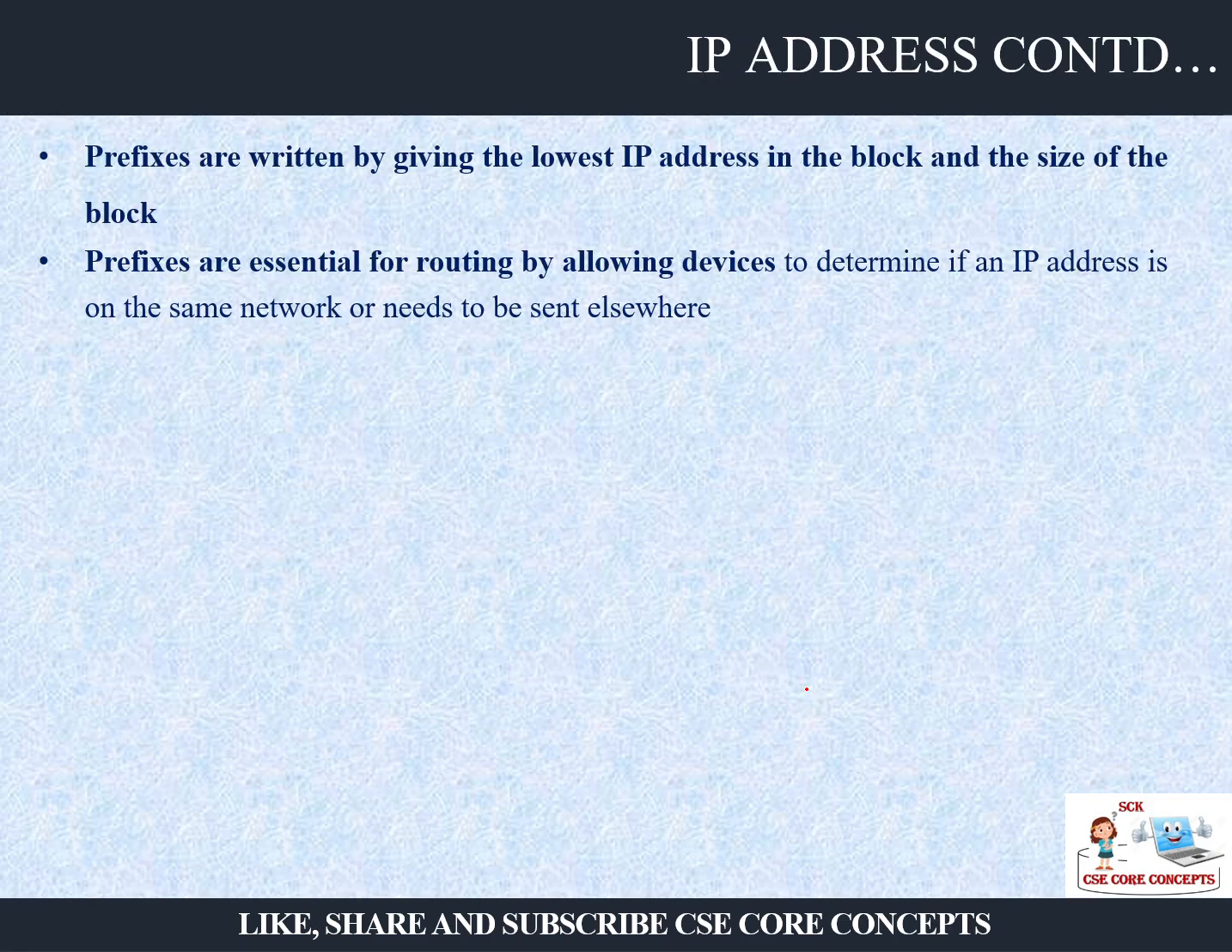So these prefixes, that is the network address, are given by the lowest IP address in the block and the size of the block. That is, how many devices you can allow. Prefixes are essential for routing, by allowing a device to determine if an IP address is on the same network or needs to be sent somewhere else.